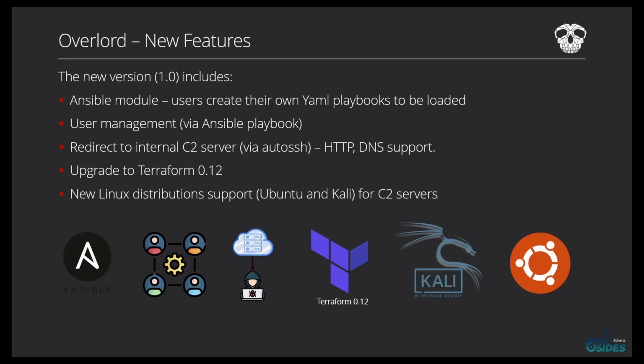Another request that we had from users was the implementation of an internal C2 redirector. So this redirector is basically pointing to an internal C2 server instead of one on the cloud. This is done by AutoSSH and it supports HTTP and DNS. We also upgraded all the modules from Terraform 0.11 to 0.12. And finally, we now support new Linux distributions. We only supported Debian on both AWS and DigitalOcean. Now we support Kali, Ubuntu and Debian on AWS, and Ubuntu and Debian on DigitalOcean.